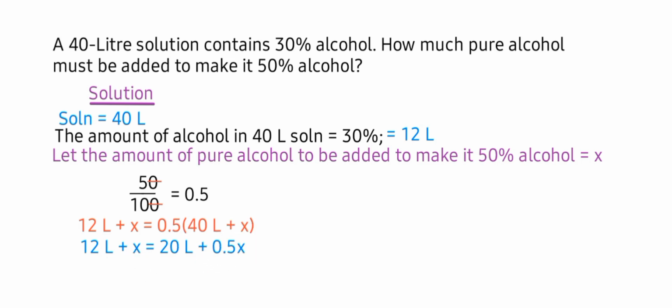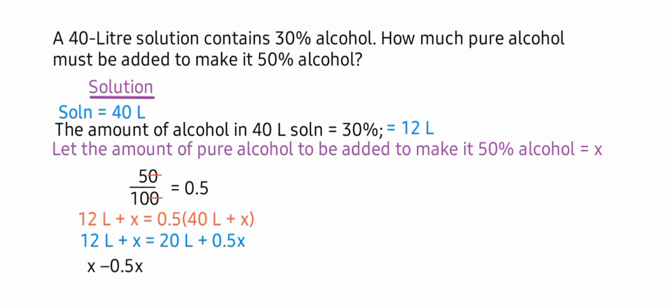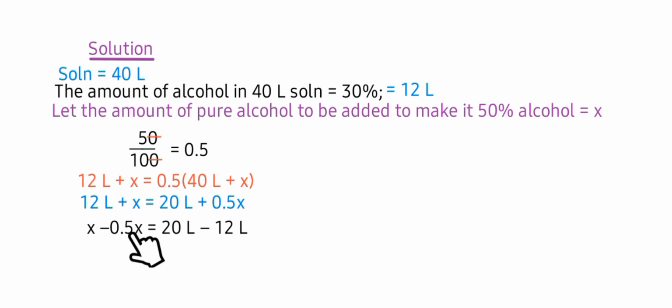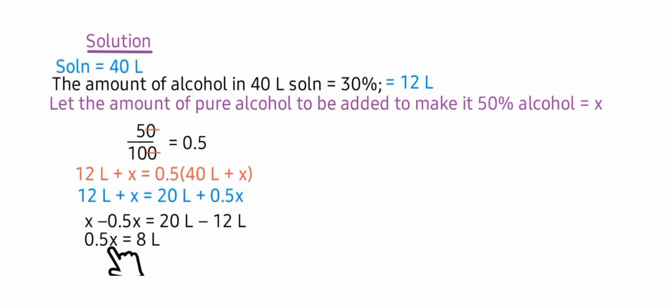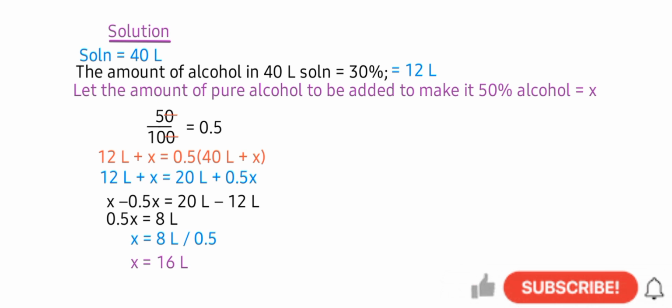Collecting like terms from here, we have X. When positive 0.5x crosses to the left hand side, becomes negative 0.5x equal 20 liters. When positive 12 liters crosses to the right hand side, becomes negative 12 liters. X minus 0.5x equal 20 liters minus 12 liters. Therefore, X will be equal to 8 divided by 0.5, 16 liters. So the amount of pure alcohol that must be added to make it 50% of alcohol is 16 liters.